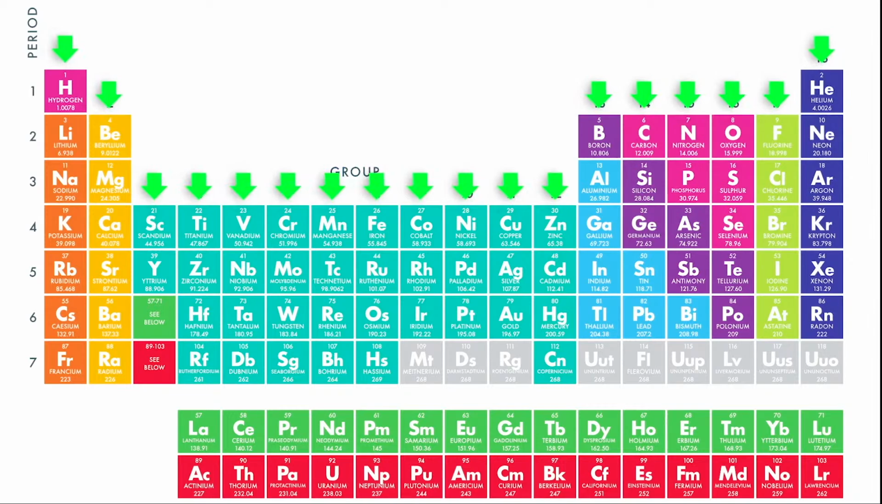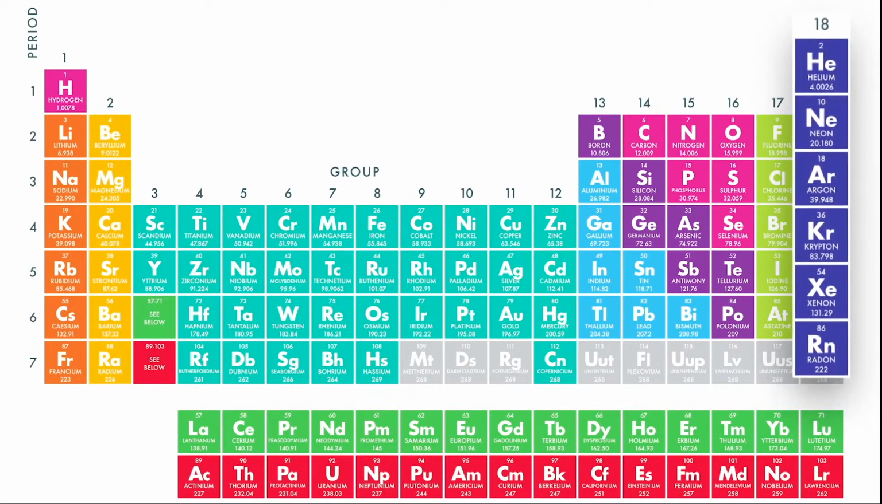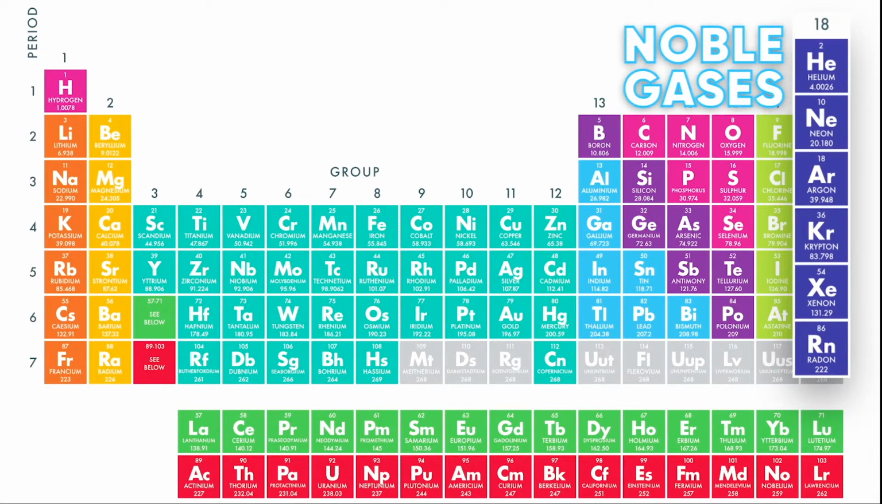Groups, on the other hand, are the vertical columns up and down the periodic table. There are 18 groups or columns, and each group of elements has different properties from other groups. But elements in the same group share similar properties. Let's take a look at the last group on the far right of the table, group 18. This group has elements like helium, neon, and krypton. This group is known as the noble gases group.